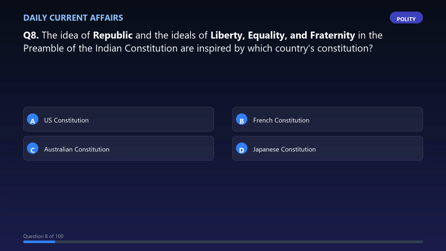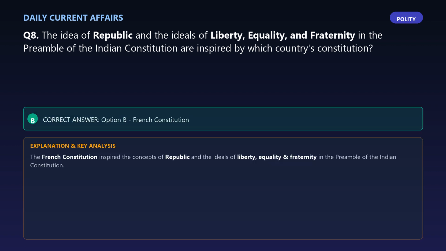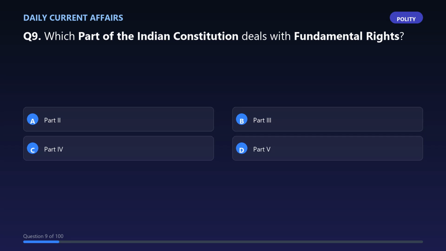Question 8. The idea of republic and the ideals of liberty, equality, and fraternity in the preamble of the Indian Constitution are inspired by which country's constitution? The correct answer is option B, French Constitution. Explanation: the French Constitution inspired the concepts of republic and the ideals of liberty, equality, and fraternity in the preamble of the Indian Constitution.